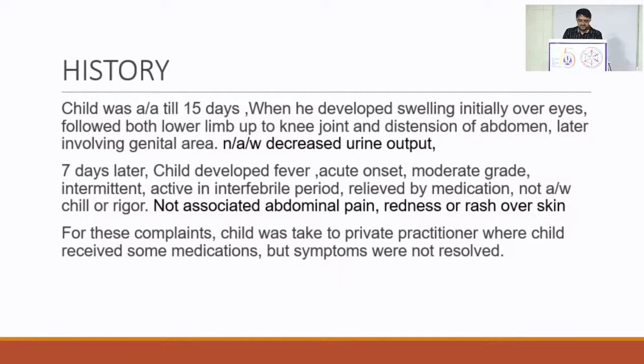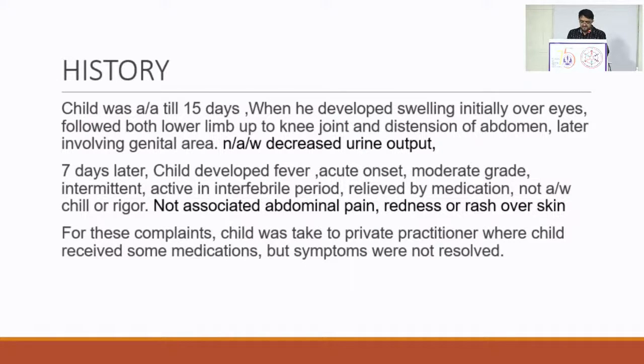Child was apparently alright 15 days back when child developed swelling initially over eyes, followed by both lower limbs up to the knee and distension of abdomen, later involving the genital area, not associated with decreased urine output.